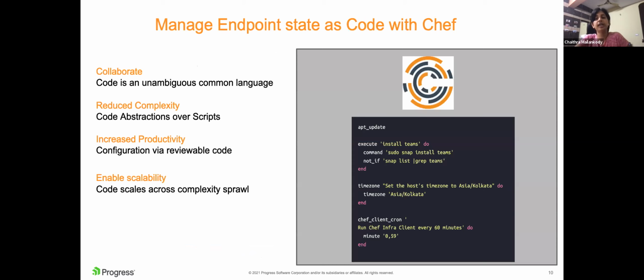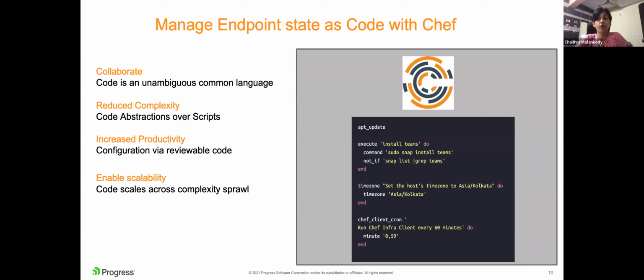With Chef, you can essentially have a common language shared among your teams. The language is just the codification of configuring your endpoints, which is readable for any stakeholder who needs to understand what's being configured on the fleet. So the benefit of managing endpoint configurations as code is that you have the ability to collaborate in a common language, in human readable code.